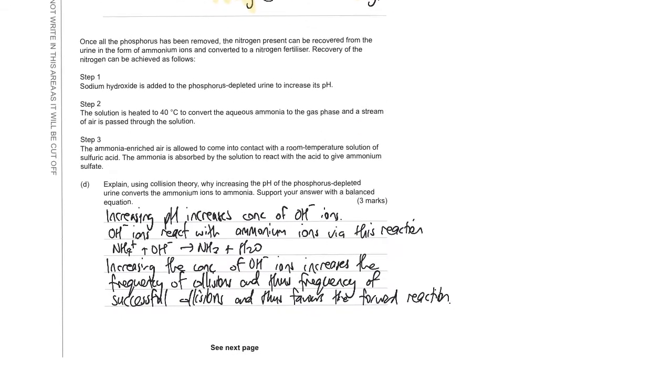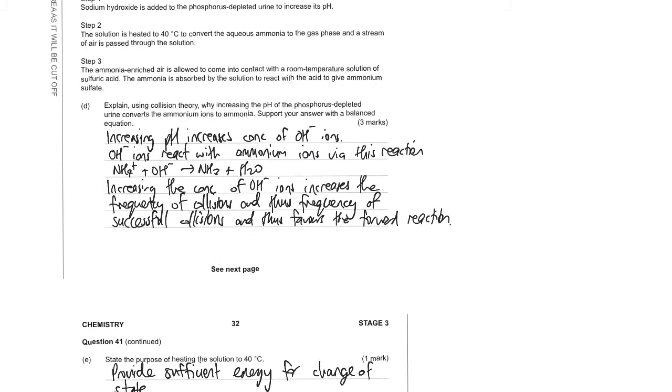Right, let's have a look at the next one. Explain using collision theory why increasing the pH of a phosphorus depleted urine converts the ammonium into ammonia.